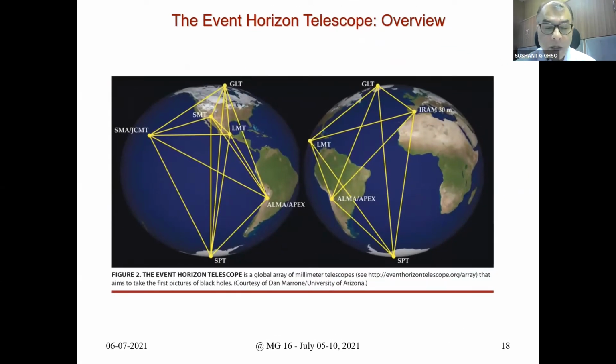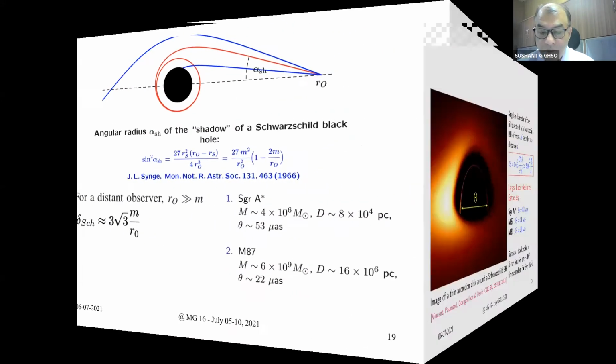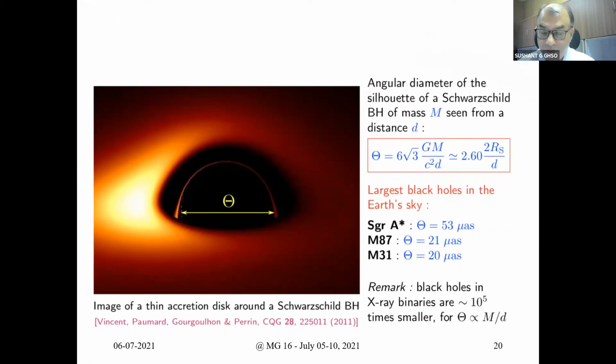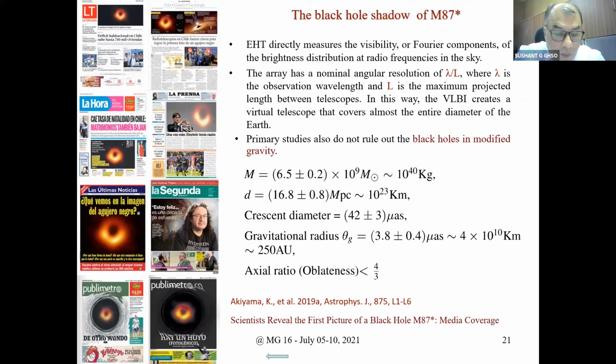Now I want to talk about some results of the Event Horizon Telescope. Now we know that the Event Horizon Telescope gave the result. It uses the VLBI technique, and it is a global array of radio telescopes, and it gave the result in 2019, and some of the results are like this.